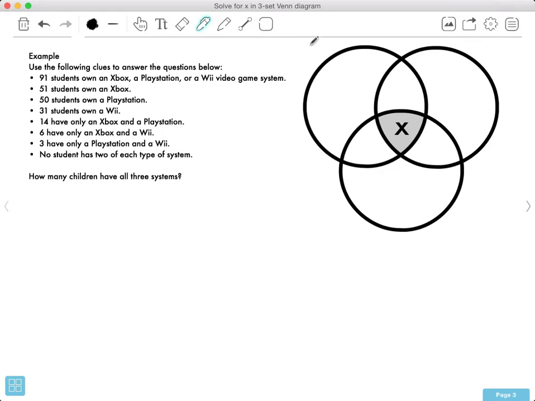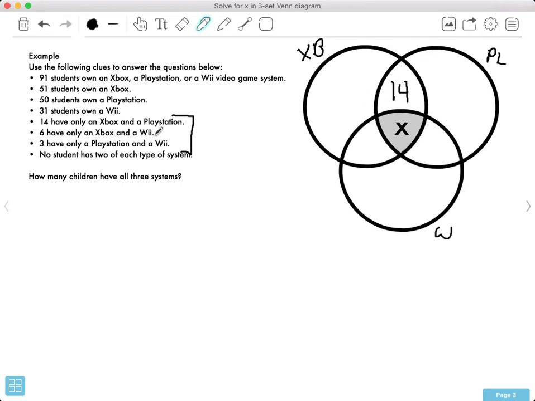If I say that this is Xboxes, and this is PlayStations, and that this bottom set is Wii's, okay, I can start filling in some of these overlaps. 14 students have only an Xbox and a PlayStation, meaning they have those two systems but not a Wii. That's this little flower petal right here, so I can stick a 14 in there. That's the intersection between Xbox and PlayStation only.